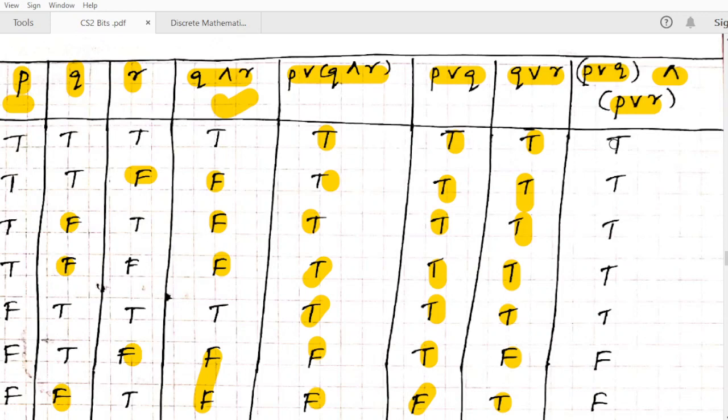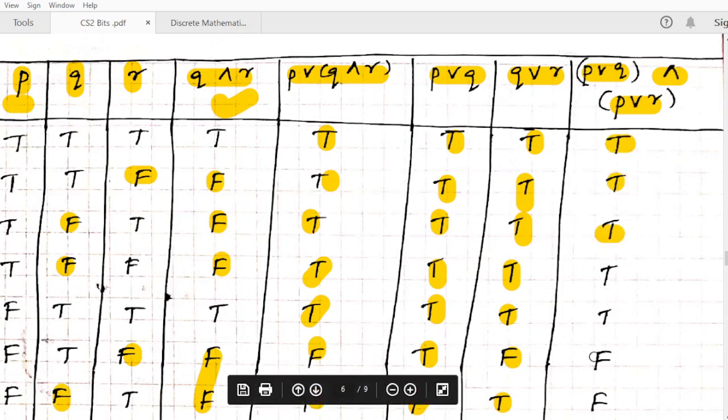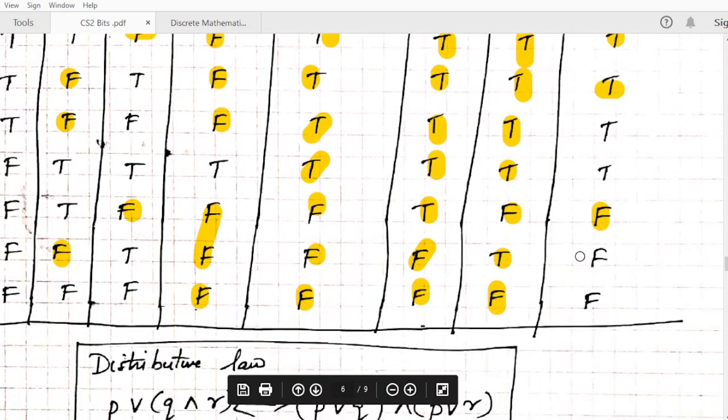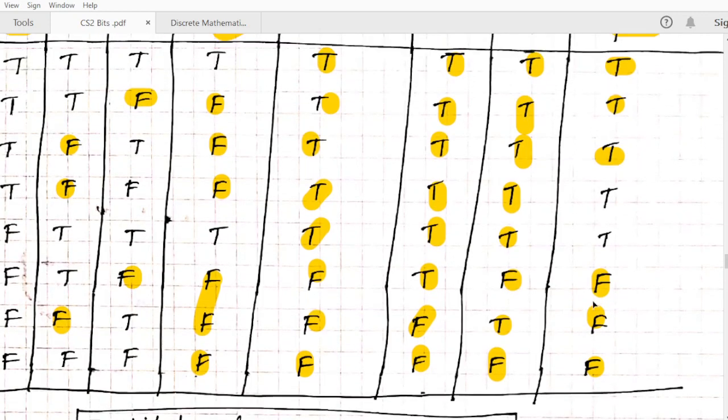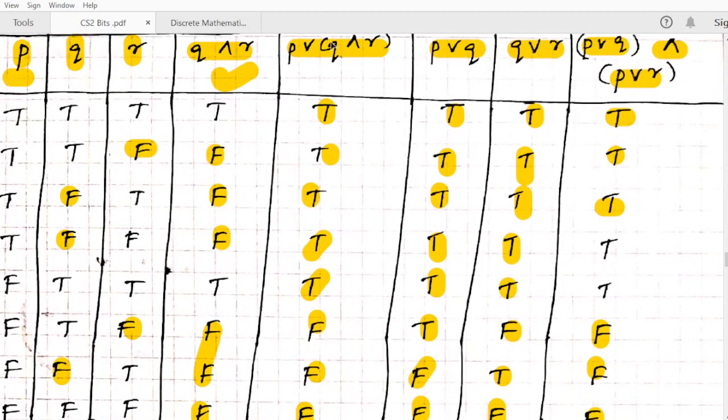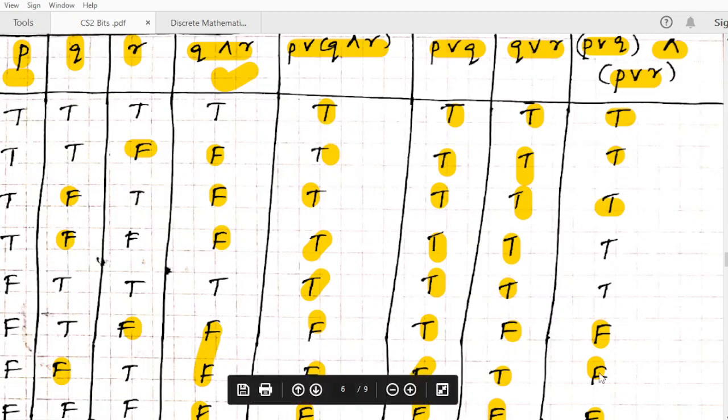So true, true is true. True, true, true. Again true, true, true. True, false is false. False, true is false. False, false is false. Okay. So we get the truth values for these two propositions, and we see that both of them are equivalent, right? The truth values of both the propositions are the same. So we say that these two propositions are logically equivalent.